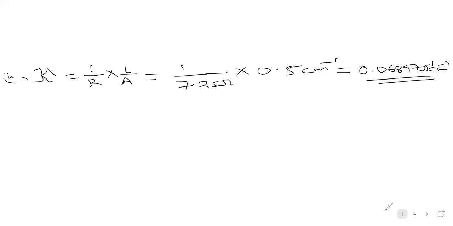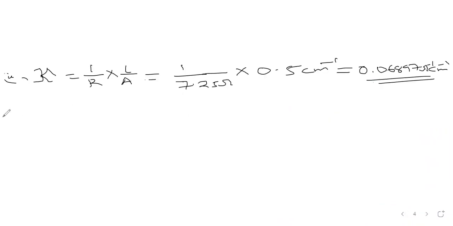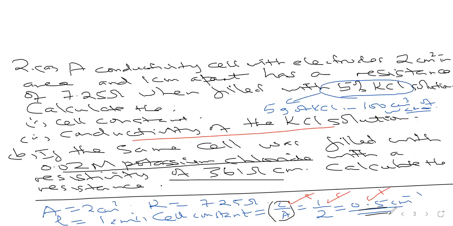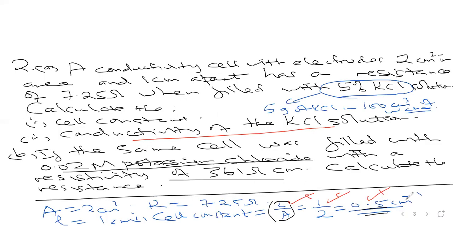So that's it. Now, after getting that, we can deal with our part B. If the same cell was filled with a 0.02 molar potassium chloride solution with the resistivity of that, calculate the resistance. When they tell you the same cell was used, that means the cell constant remains the way it is, because it is the same cell. It is L over A, 0.5 per centimeter. They're telling us that the resistivity now became 361 ohm centimeter.